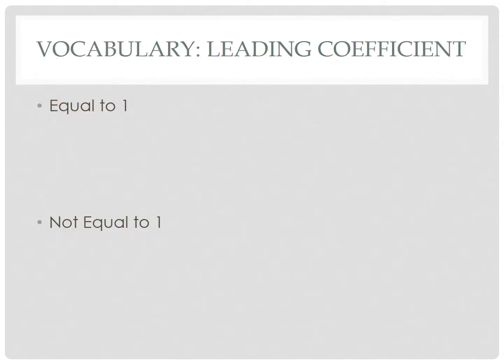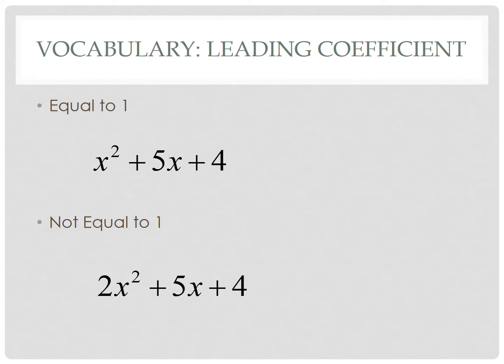Remember, when we're factoring trinomials, we do want to initially focus on that leading coefficient. Is that leading coefficient equal to 1, such as in this example, where the very first term has a value of 1, or a leading coefficient of greater than 1 or less than 1, where the very first term is not equal to 1.